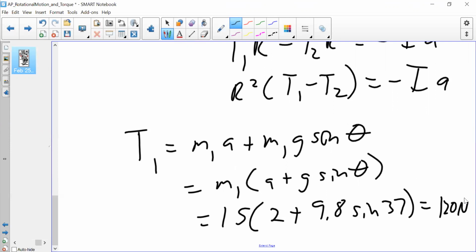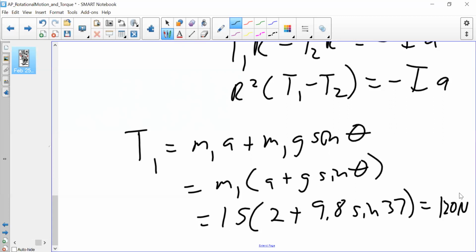Never find my calculator. I guess that means I use it too much. 118.5. Round it up to 120. Okay.